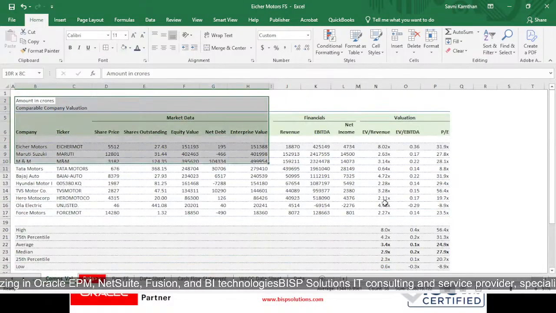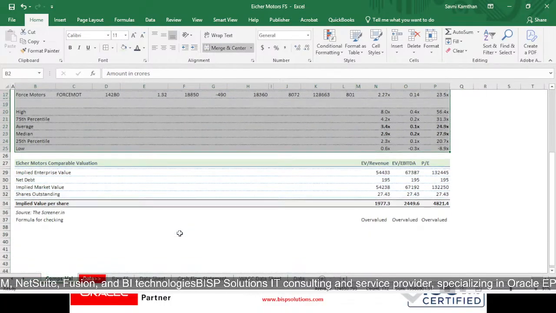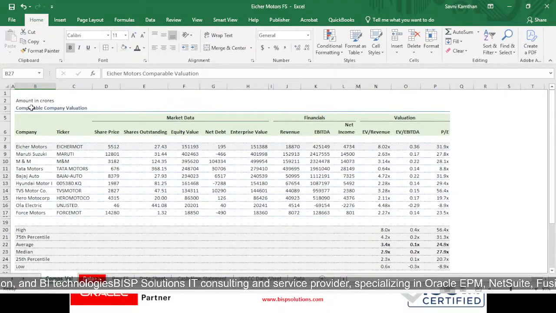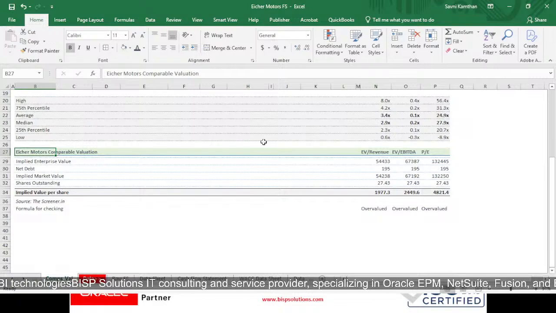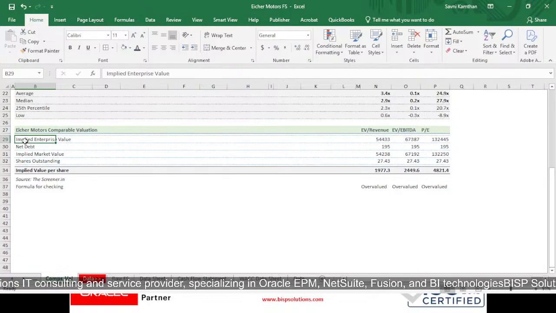So this much is completed. I hope you all understood this. Then comes our Eicher Motors comparable valuation. This is the all companies comparable valuation. Now we will be doing the Eicher Motors comparable valuation, where we will be calculating the implied enterprise value.